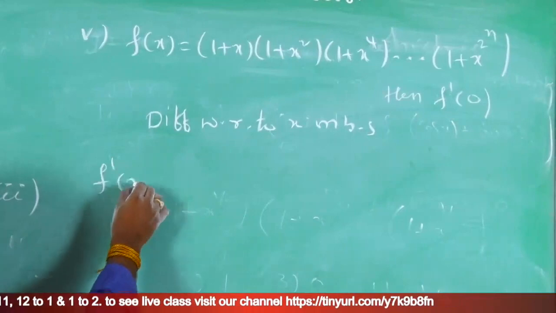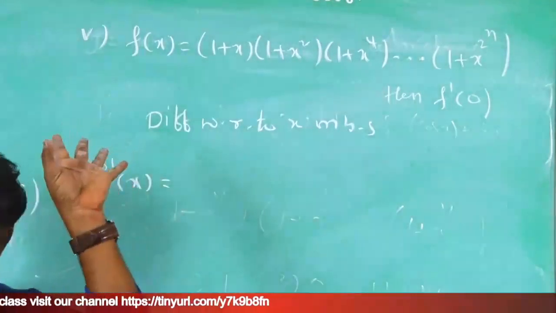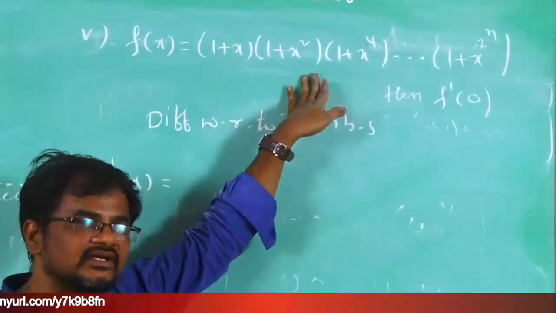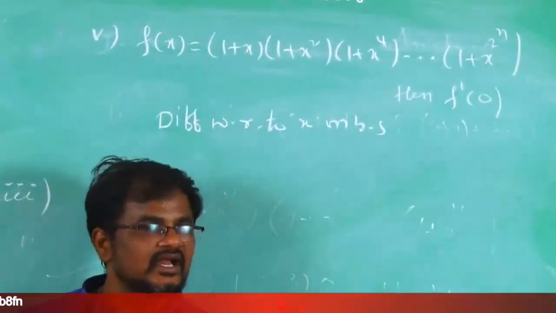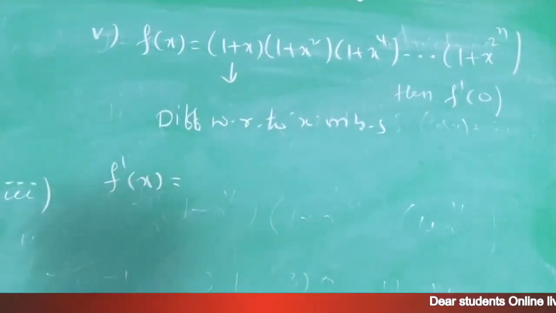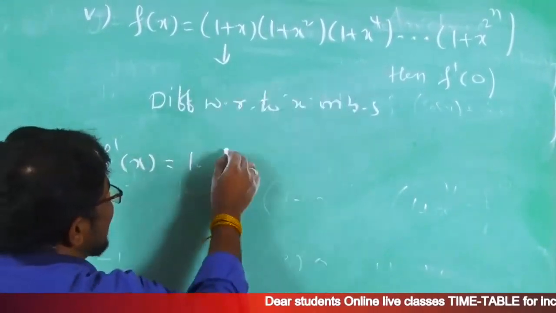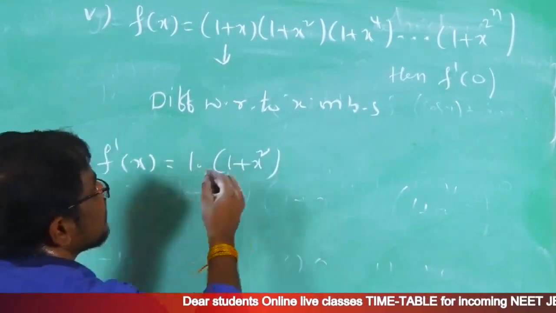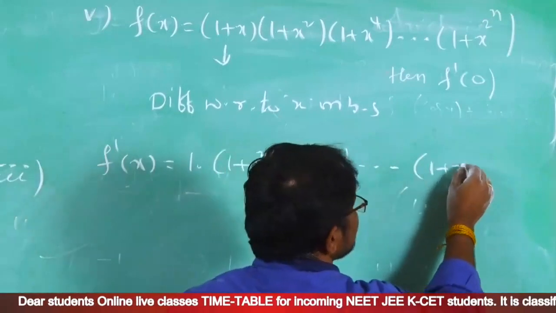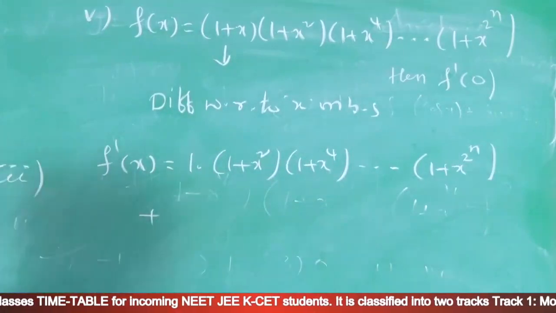So f dash of x equals, here also what do we have to do? Do the differentiation of the first factor, keep the remaining as it is, plus differentiation of the second factor, keep the remaining as it is, and so on. So I will differentiate the first one. Differentiation of 1 plus x is 1, and the remaining as it is: 1 plus x square, 1 plus x to the power of 4, and so on, up to 1 plus x to the power of 2 power n.